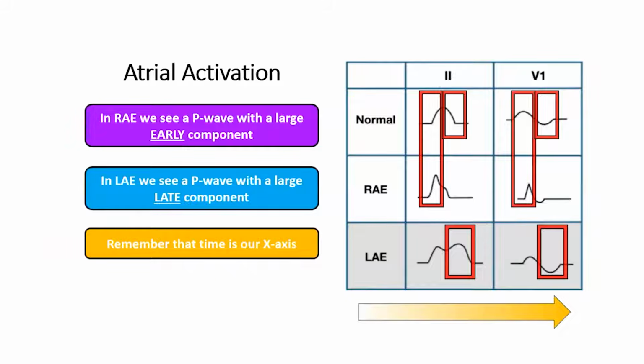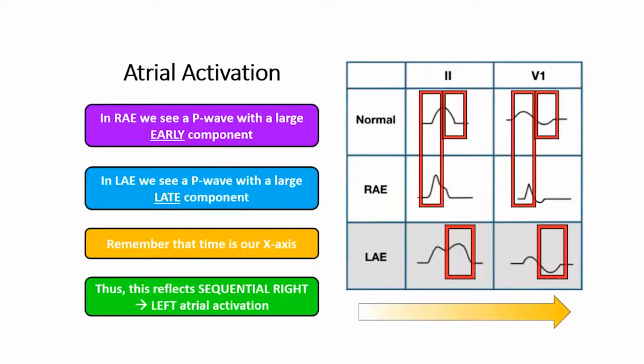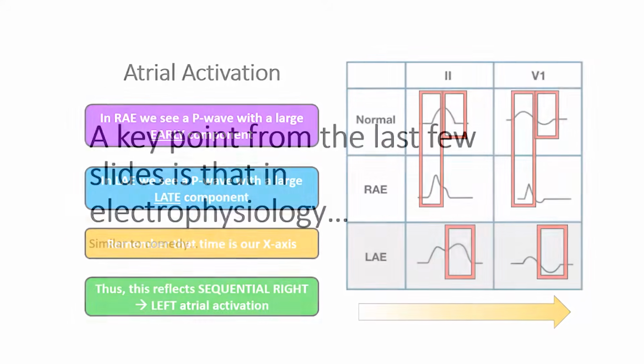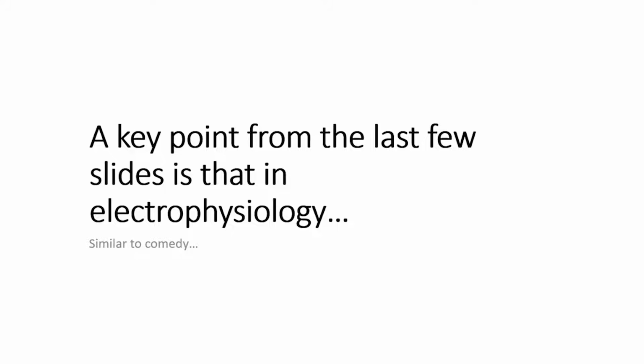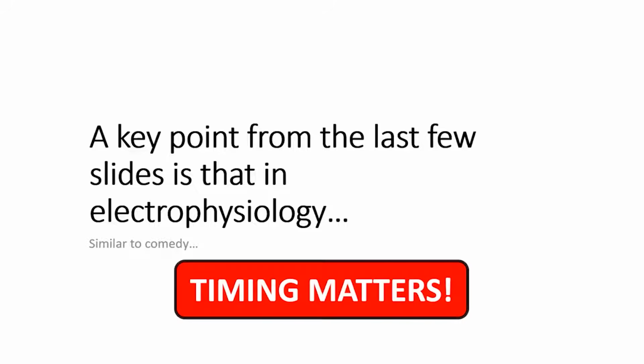And if we remember that time is our x-axis, then we know that these abnormalities in the P wave reflect sequential right to left atrial activation. So even if you didn't know the nuances of right to left interatrial activation, we've already seen it reflected in some of the criteria we're familiar with. The point that I'm trying to make in the last few slides is that in electrophysiology, timing matters. And there's so much that we can derive from the timing of events, a lot of implicit information that better educates us on the physiology at hand.